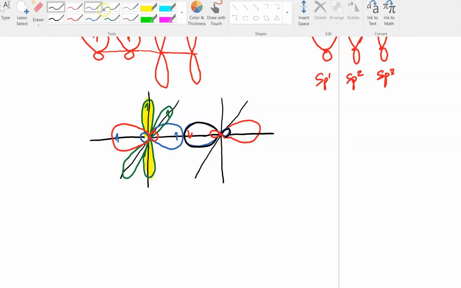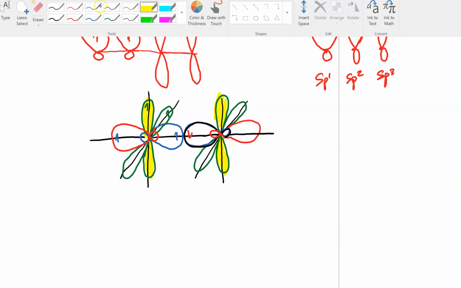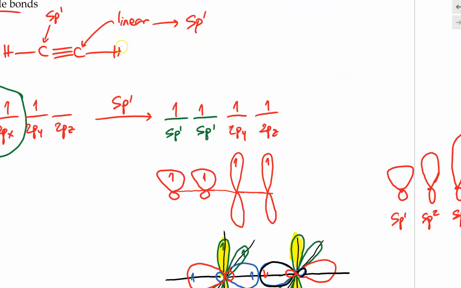And one of them, and this is where the unhybridized p orbital would be. Again, I will highlight one of them in yellow so we can see them. So in the end, that's what it would look like. And now we can see that the carbon is forming a bond with the hydrogen, right? And it turned out this bond right here would then be the sigma bond.